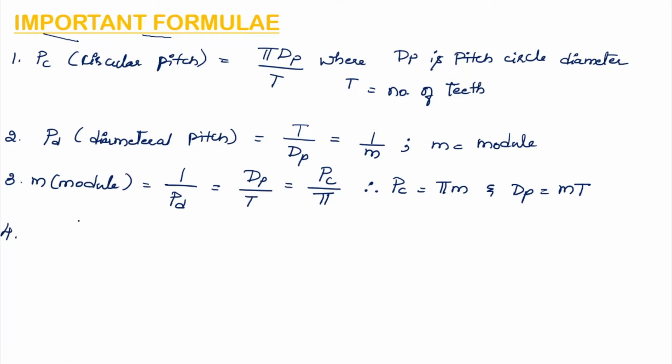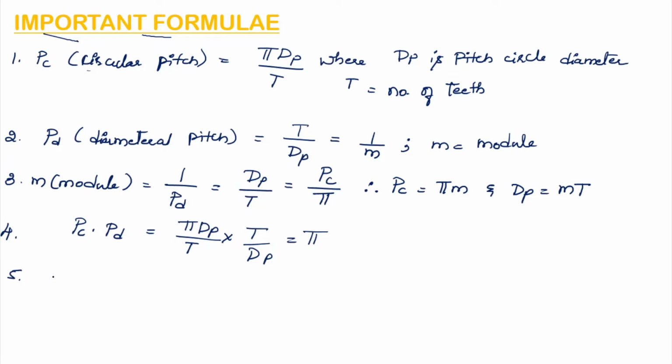Now we can write PC into PD as pi dP by T into T by dP. That value will give you pi. If you see, dP and dP get cancelled, T and T get cancelled. So when you multiply the circular pitch and the diametral pitch, you have to get the value pi.